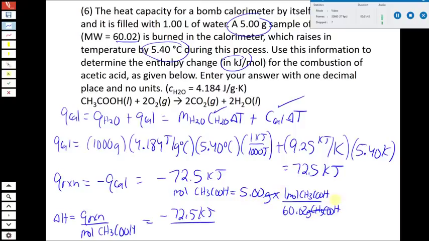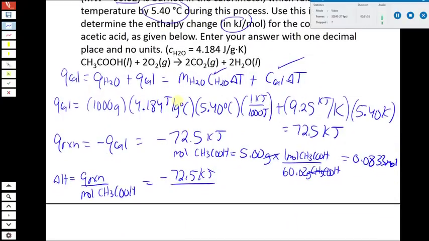Grams cancels out, and what we get is 0.0833 moles. So we divide the heat of reaction by the moles of substance, 0.0833, and that gives us kilojoules per mole, which is minus 870.3.